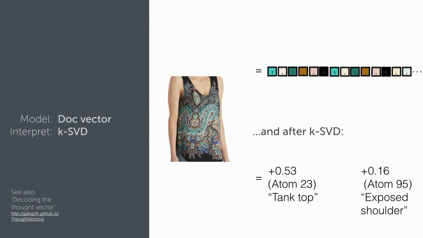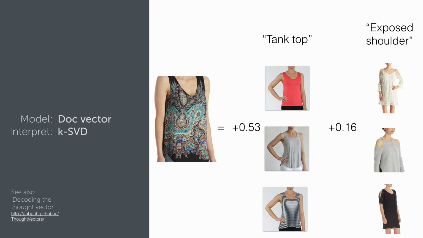Now, atoms in the KSVD are basically the same idea as eigenvectors in SVD, components in PCA, factors in NMF, topics in LDA. KSVD just calls them atoms, but whatever they are, they're just directions in this space. So you can think of them like my feminine axis or my status axis in Word2Vec. Now, with a little bit of elbow grease, I can figure out that atom 23 is really like the tank top atom, and atom 95 is really like the exposed shoulder atom. And you figure that out by looking at what else was really big into atom 23, and what else was really big into atom 95, and I figure that it's tank tops and exposed shoulders.